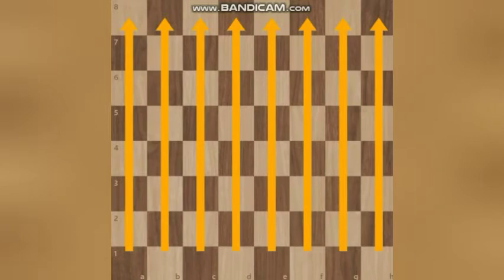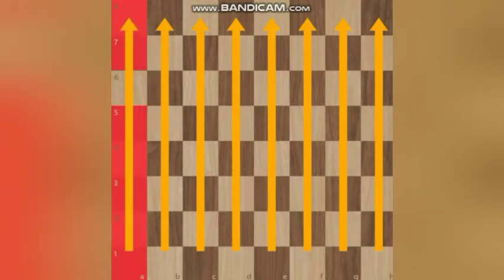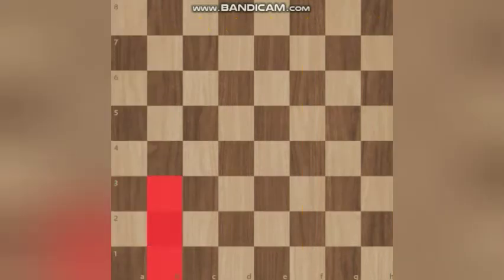Here all the straight lines I have drawn are called files. You can see that this is a file. All the squares present in the A column are called the A file, and this one the B file, and so on it goes.